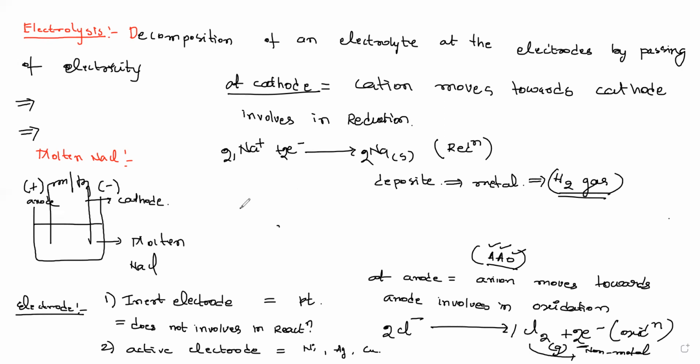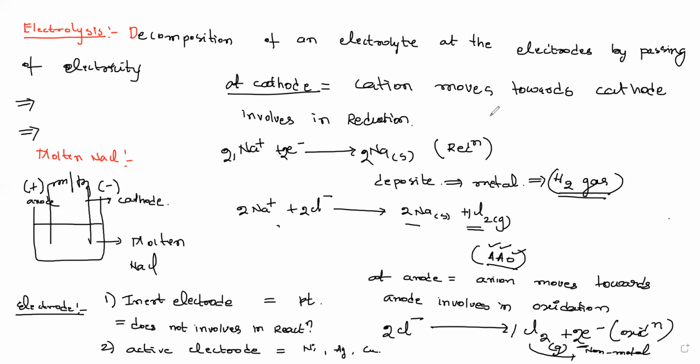If you add these two reactions, we get the overall reaction: 2 Na plus ions and 2 Cl minus ions convert into 2 moles of sodium solid and 1 mole of chlorine gas. That is, 2 moles of Na plus and 2 moles of Cl minus finally give 2 moles of sodium solid and 1 mole of chlorine gas.